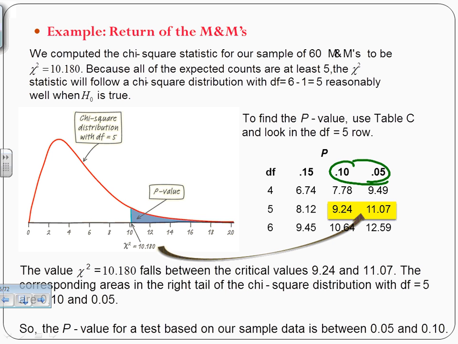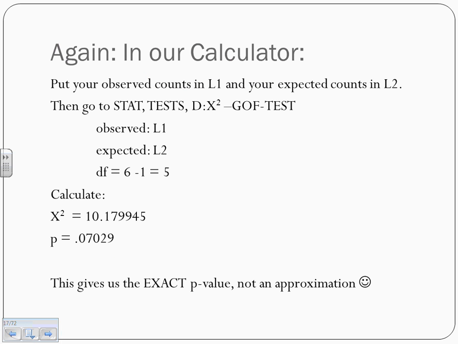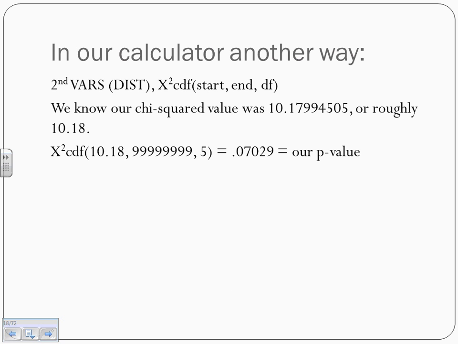So this is pretty vague. That's why we like to use the calculator. Since our p-value is greater than 0.05, we can fail to reject the null. We don't have sufficient evidence to conclude that the company's claimed color distribution is incorrect. And when we put it in our calculator, we got our p to be 0.07029, so we can find it exactly and see that that is greater than the 0.05. Yay!